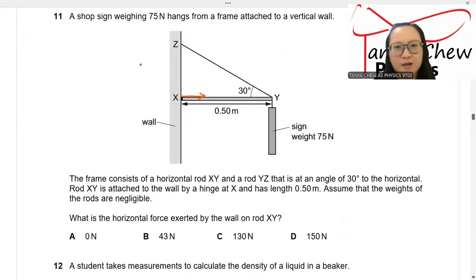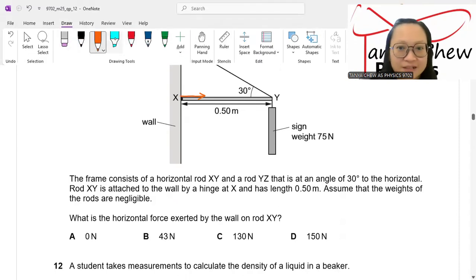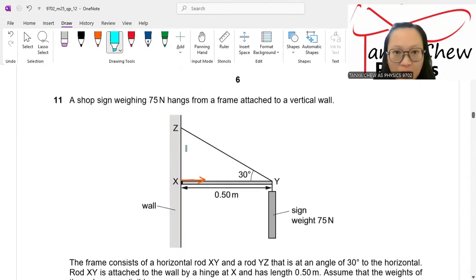Now, when I see this word, this is the tip that I want to share with you. When you see this word, let me highlight that word for you. Where's the word?